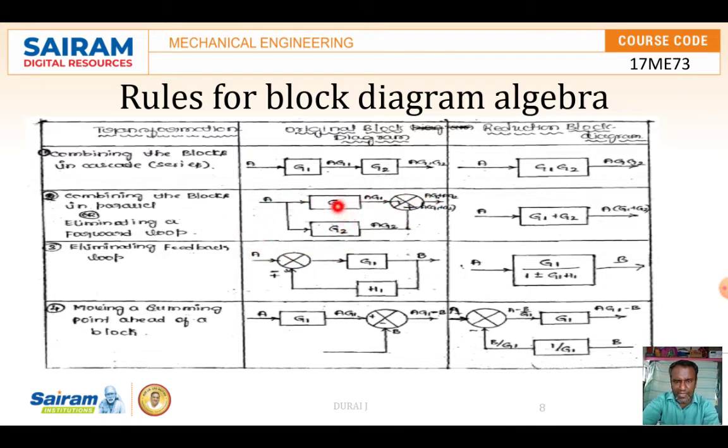Now the blocks are connected in parallel manner, G1 and G2. What is the output? Parallel connected means we are going to add, G1 plus G2. While reducing the blocks, we take the summation.